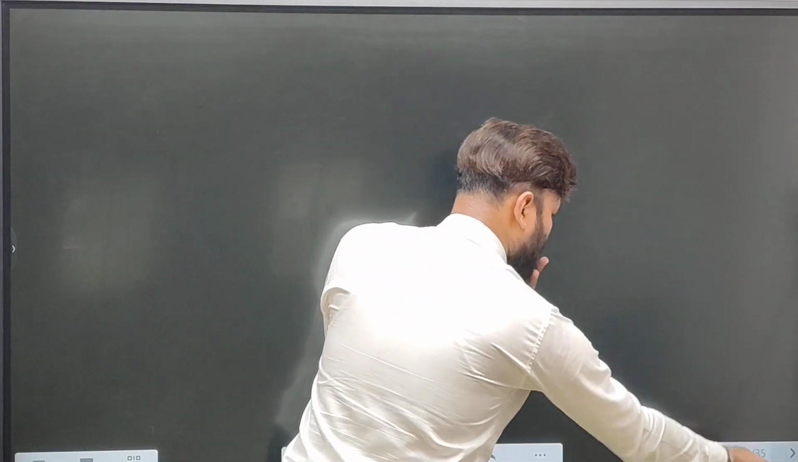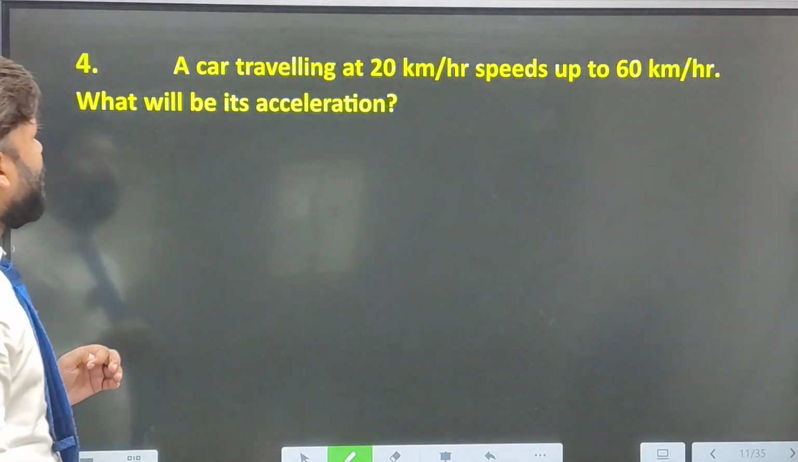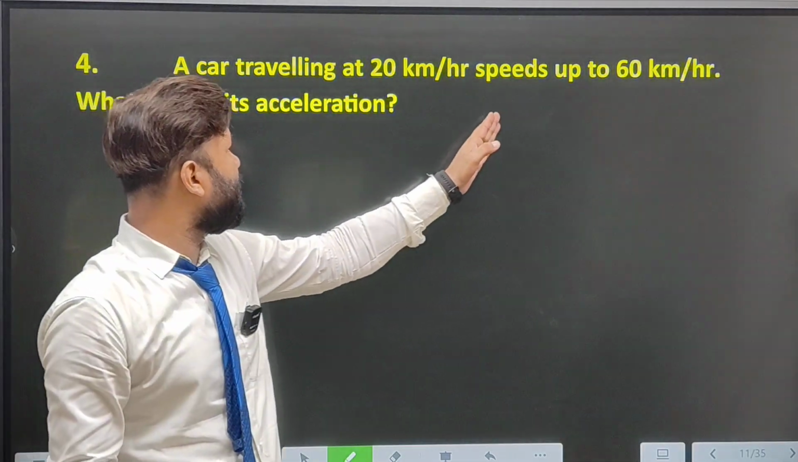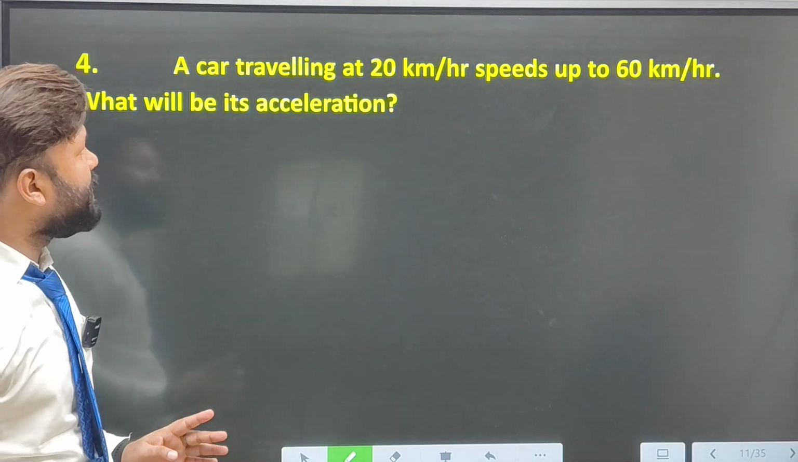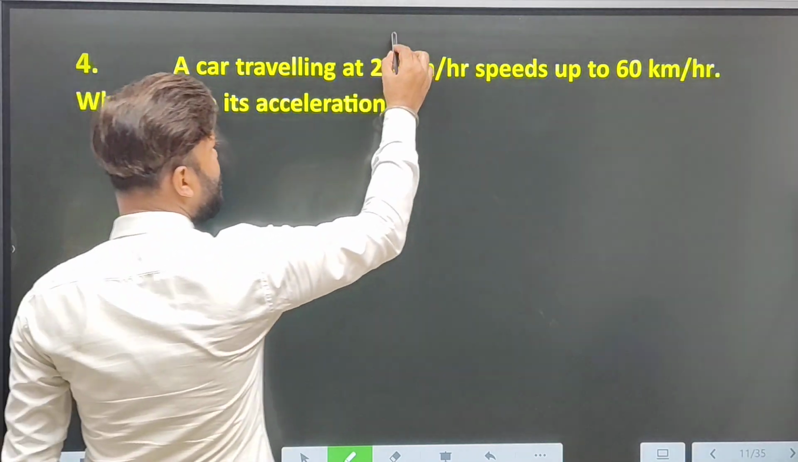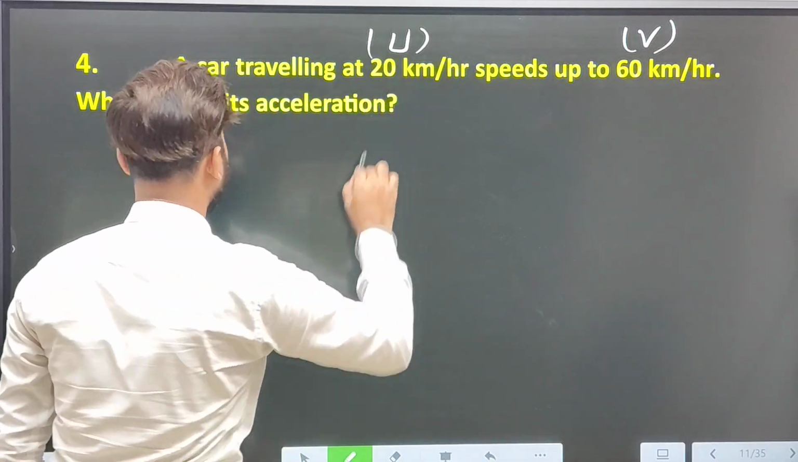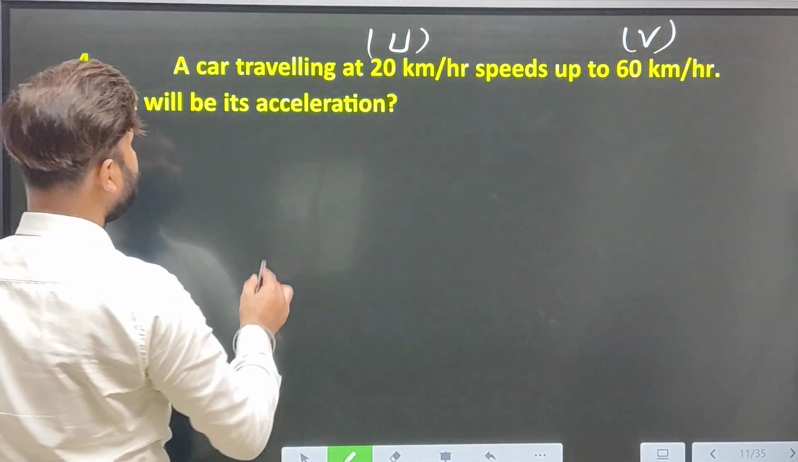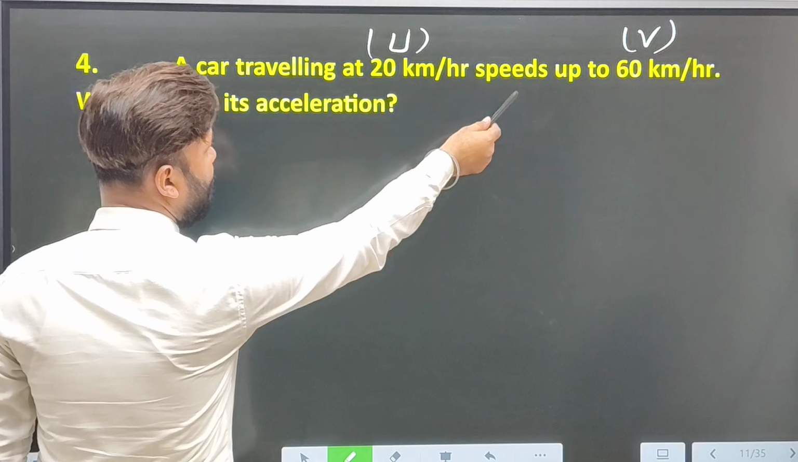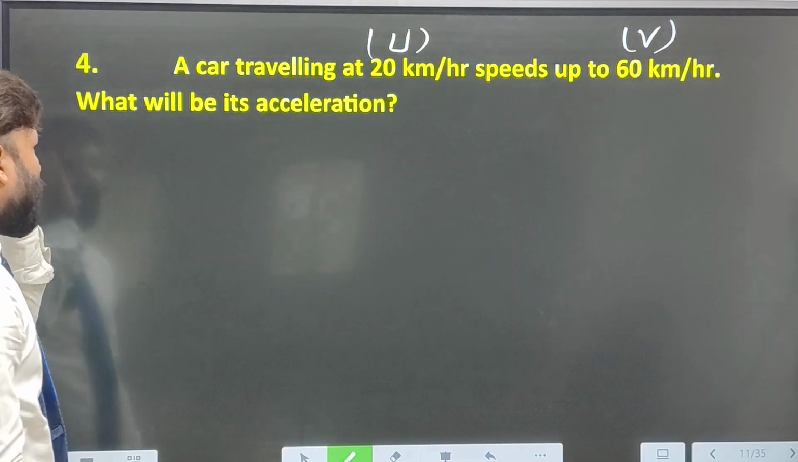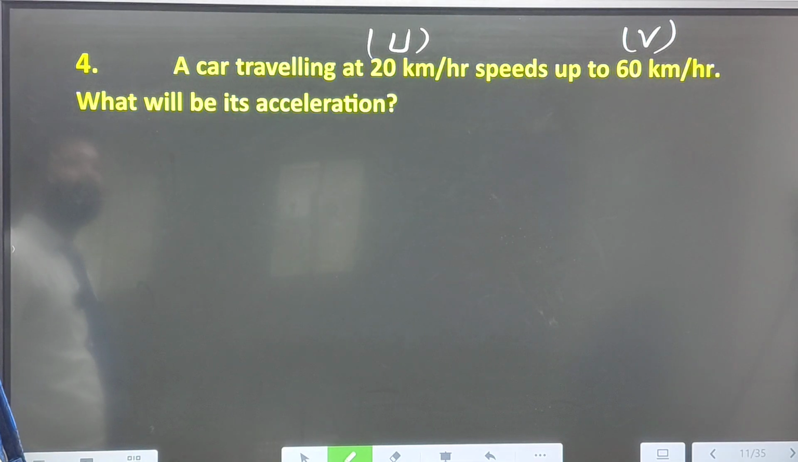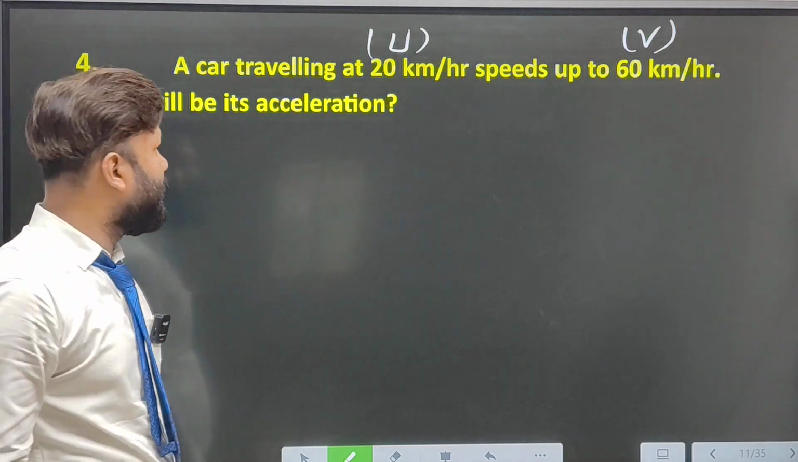Let's move to the fourth question. A car traveling at 20 km per hour speeds up to 60 km per hour. It means the initial velocity of the car is u and the final velocity of the car is v. What will be its acceleration? That is what we have to calculate.